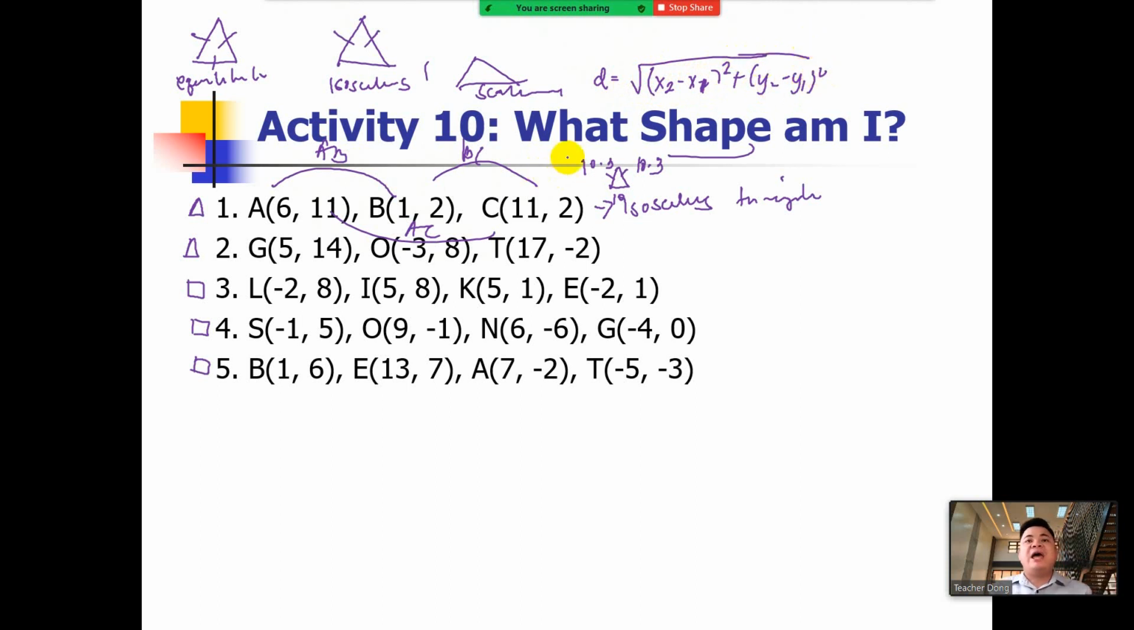But I would like you to practice looking at the figure in the Cartesian coordinate plane and then identify what shape it is. Next, let's have number 2.